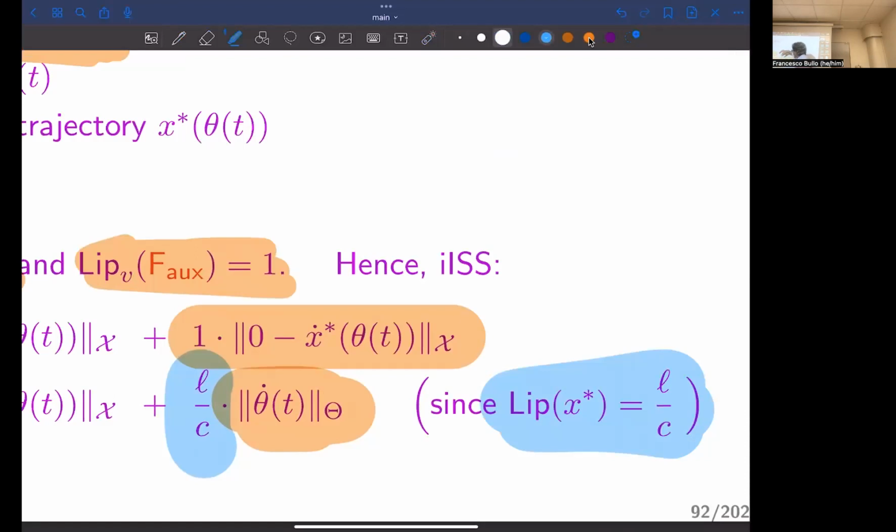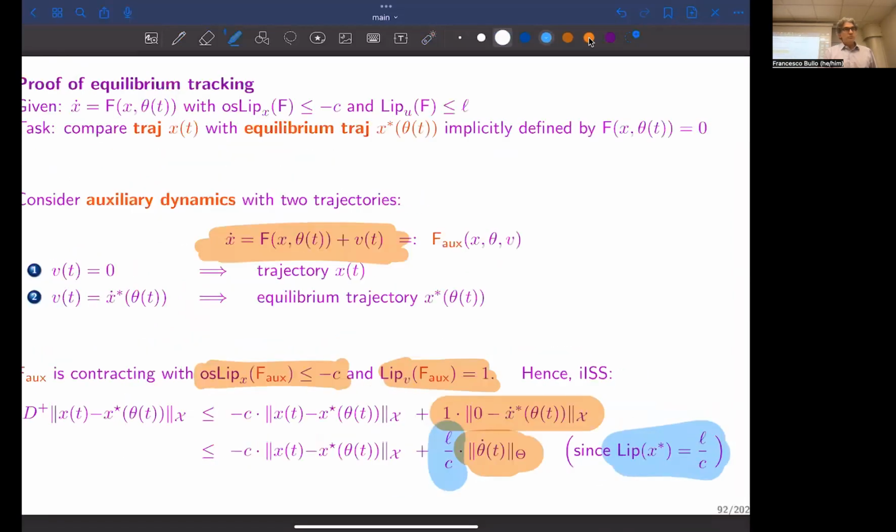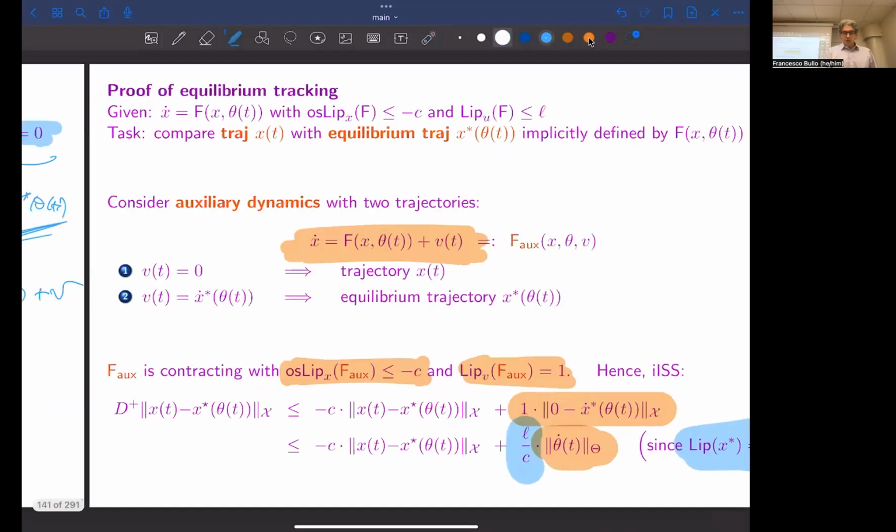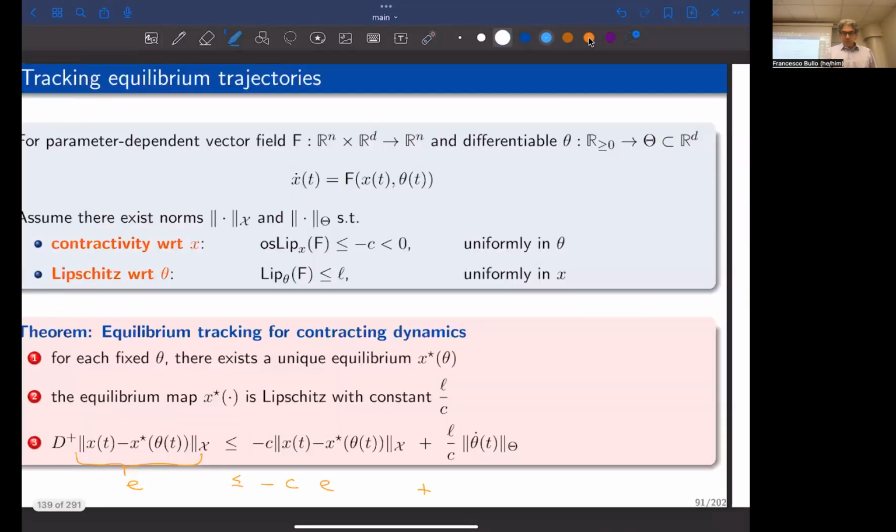So I have the speed in the x space as a function of the speed in the parameter space, and they are related through the Lipschitz constant. And the Lipschitz constant in this case is L over C. Does that make sense? End of proof. It took me longer, but it was just to teach you again. So now, let's go back to the statement.